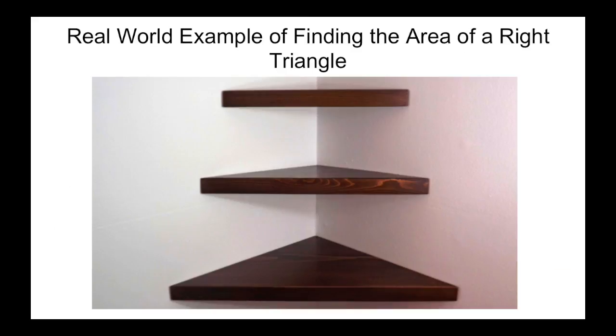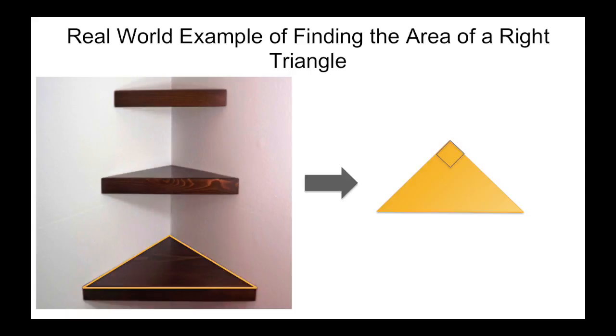Here is a real-world example of finding the area of a right triangle. Say that these shelves are placed in a corner at someone's house, and that person would like to know the area of this shelf so they know how much space is on it and can plan what to place on it. For this example, we can look at the bottom shelf and know that from the photo that is taken on an angle, the surface of the shelf is a right angle and looks like the triangle I have drawn out for you. We know this triangle is a right triangle because it is placed in the corner of a room, giving it a 90-degree angle edge.